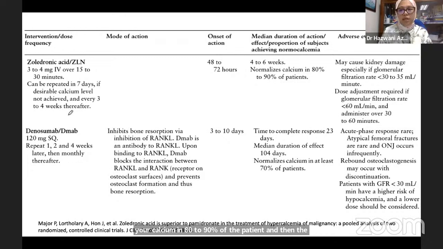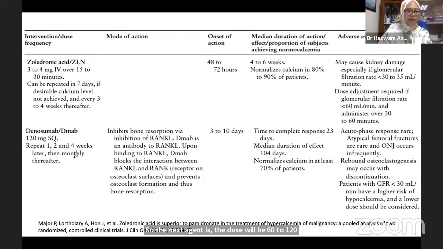Same as pamidronate, we should be careful. It is contraindicated if your eGFR is less than 30, or some people take 35, and then we should have dose adjustment if the eGFR is between 30 to 60. So the next agent is denosumab. The dose will be 60 to 120 milligram given subcutaneously.